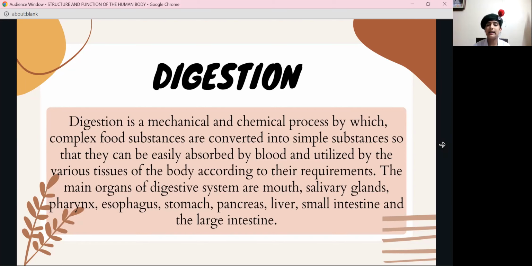Digestion is a mechanical and a chemical process in which the complex food substances are converted into simple substances so that they can be absorbed by blood, and the main organs are pharynx, esophagus, mouth, salivary glands, pancreas, liver, intestines, everything.